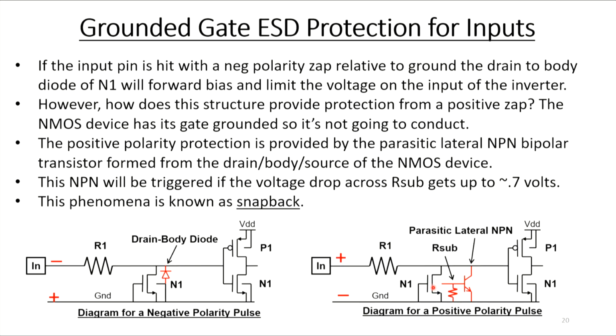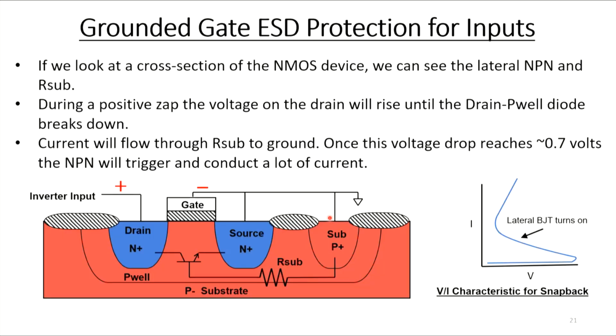Well, as it turns out, there's a lateral NPN bipolar transistor underneath this MOS device, and I'll show this on the next slide. If we get enough current through this junction and R sub, you can actually forward bias the base emitter of this bipolar and turn on the bipolar, and that ends up being your protection scheme for a positive zap. That phenomenon is known as snapback. Again, I'm going to show a little more detail on the next slide.